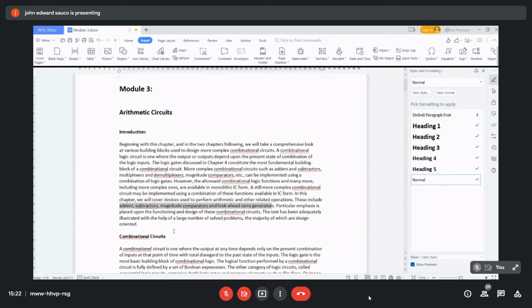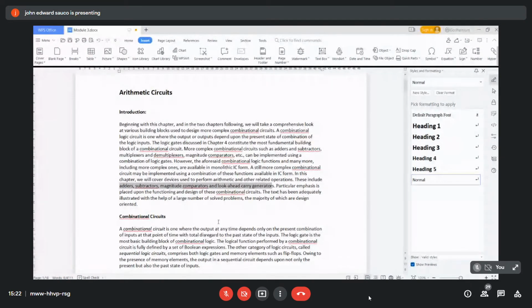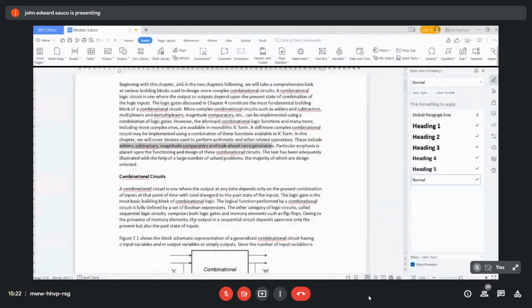And the text has been adequately illustrated with the help of a large number of solved problems. Yan yung ating about sa arithmetic circuit. So, simulan natin sa combinational circuit.